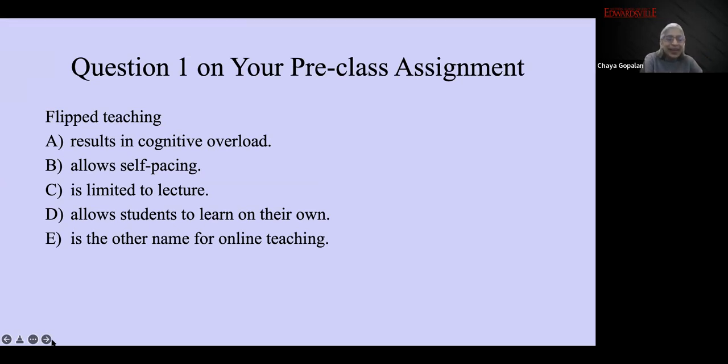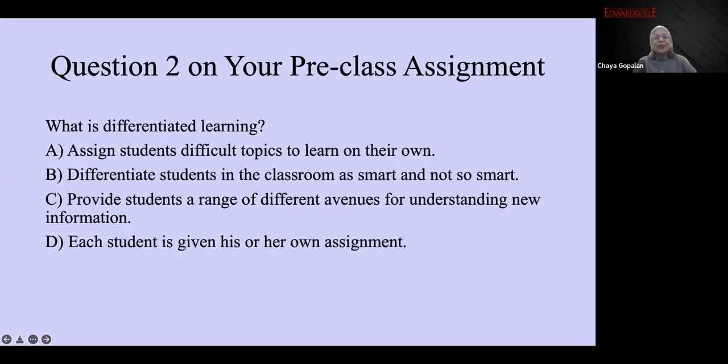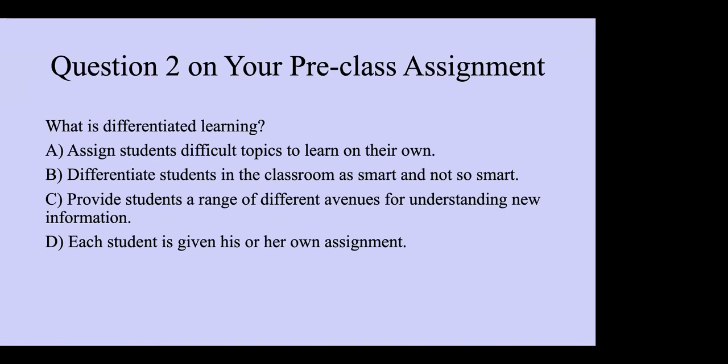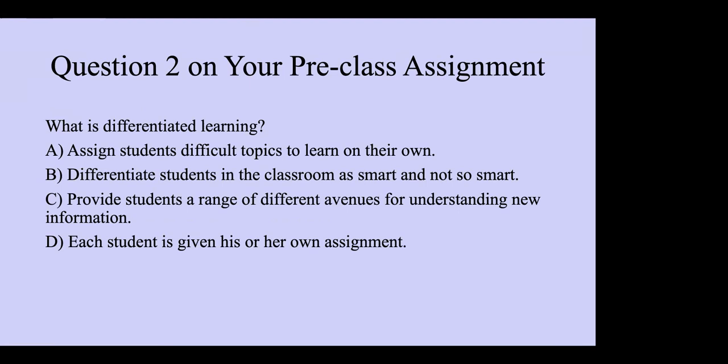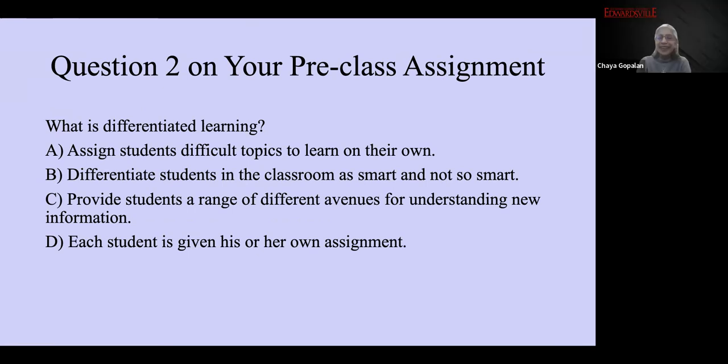So now let's move on to another question. What is differentiated learning? All right, let's see what the answers are. Assign students difficult topics to learn on their own. Differentiate students in the classroom as smart and not so smart. Provide students a range of different avenues for understanding new information. Each student is given his or her own assignment. What would be the correct answer?